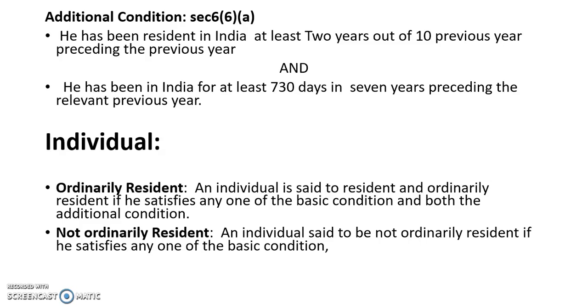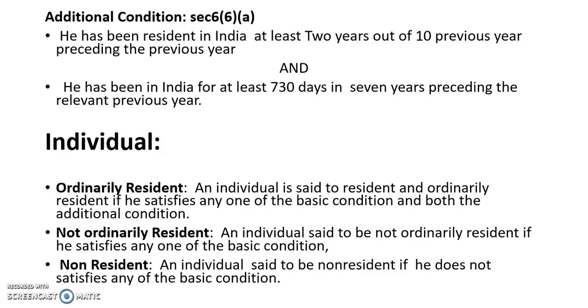Second is the not ordinarily resident. An individual is said to be not ordinarily resident when he satisfies any one of the basic conditions. When an individual becomes non-resident, an individual is said to be non-resident if he does not satisfy any one of the basic conditions. So in the beginning, if he fails to satisfy any one of the basic conditions, then automatically you call that person a non-resident.